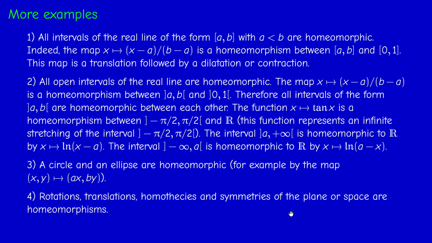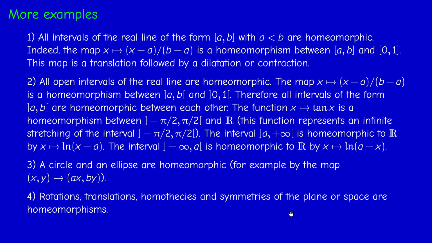Now, according to our general concept of homeomorphism, it should be clear that rotations, translations, homotheties, and symmetries of the plane or three-dimensional space are all homeomorphisms. Because they are bijections, they are continuous, and their inverse is continuous. A rotation, whether in the plane or in space with respect to an axis, is a bijection, it's continuous, and we have simple formulas actually. It's enough to have the angle of the rotation and the center, or the axis of the rotation and the angle. Then we have the matrix of rotation, if you like. So we have very simple formulas for the rotation. And the inverse rotation is the rotation with opposite angle.